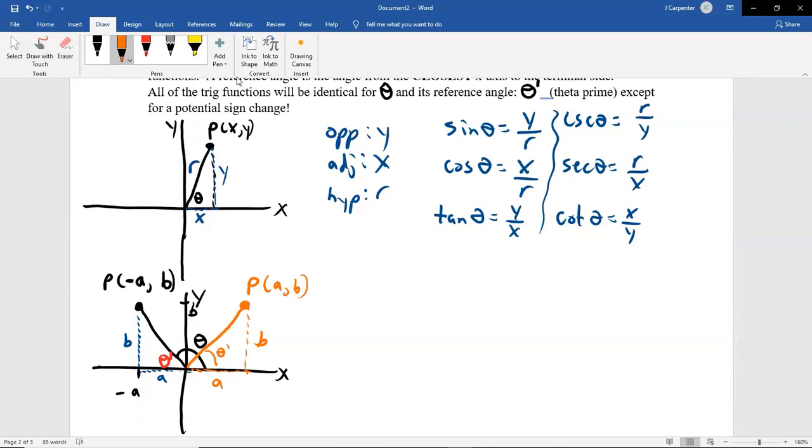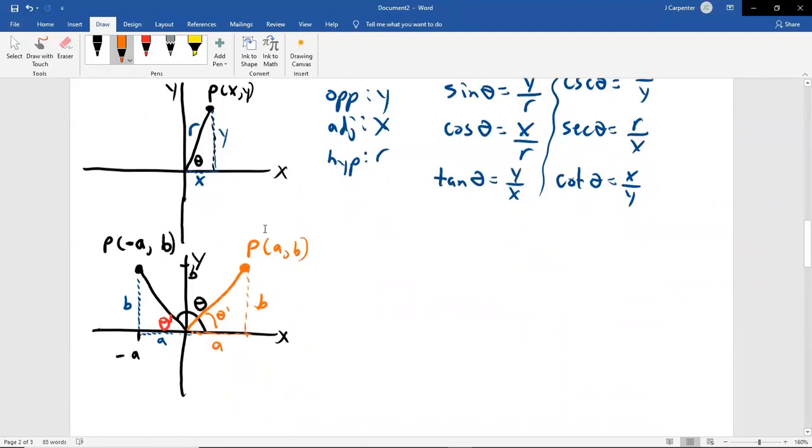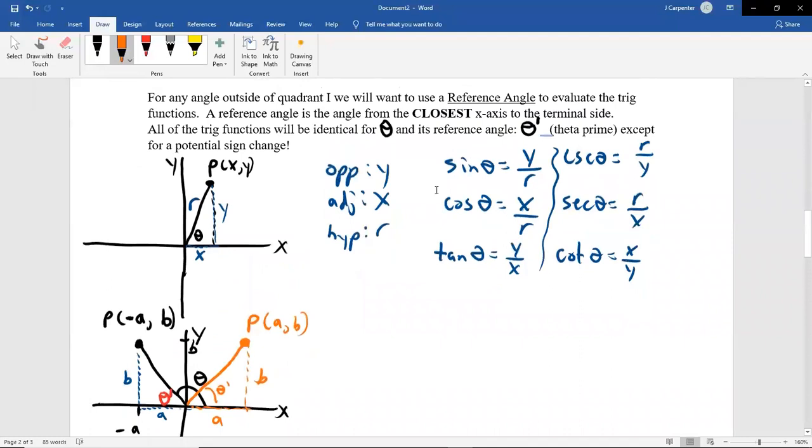So I just threw a lot at you that probably doesn't make a lot of sense at first, but after we do this 100 times, it starts to really sink in after you see these evaluations come through. But again, the main point of this little drawing detail was to say, all trig functions will be identical for an angle and its reference angle, except for a potential sign change, and that's because of these coordinates basically changing sign sometimes. And these coordinates tie in to the sine, cosine, tangent, secant, cosecant, and cotangents. So if a coordinate changes sign, that means its trig function changes sign.